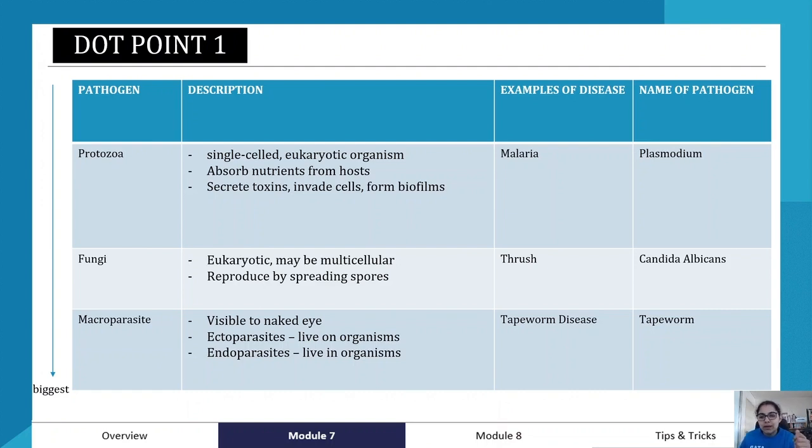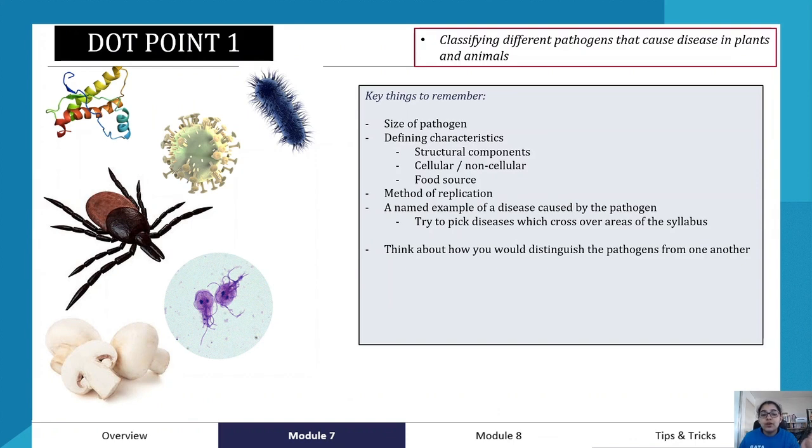So always know your examples. And obviously macroparasites are the biggest pathogens, so you want to remember their size, the characteristics of each, the method of replication, and try and have a disease for each one. Try and pick diseases which cross over different areas of the syllabus. For example, malaria is a really good example of that, because we talk about malaria in module 7 across different dot points, and then think about how you would actually distinguish them from one another.